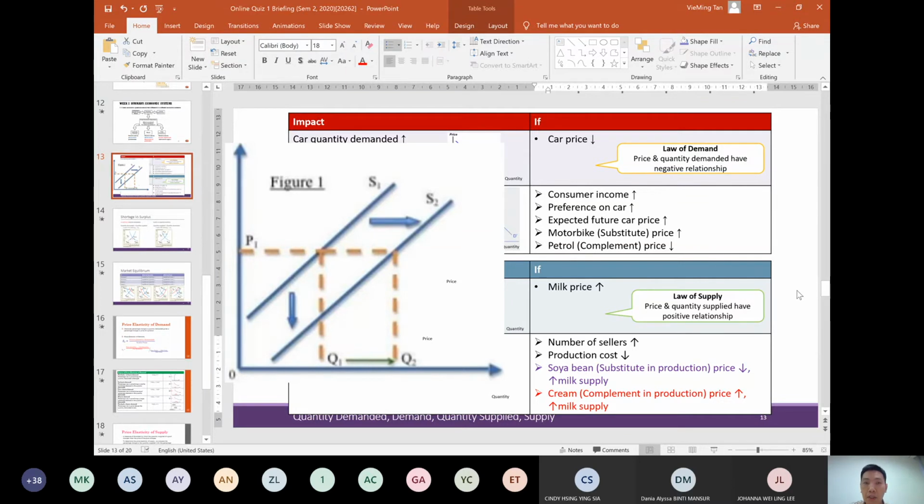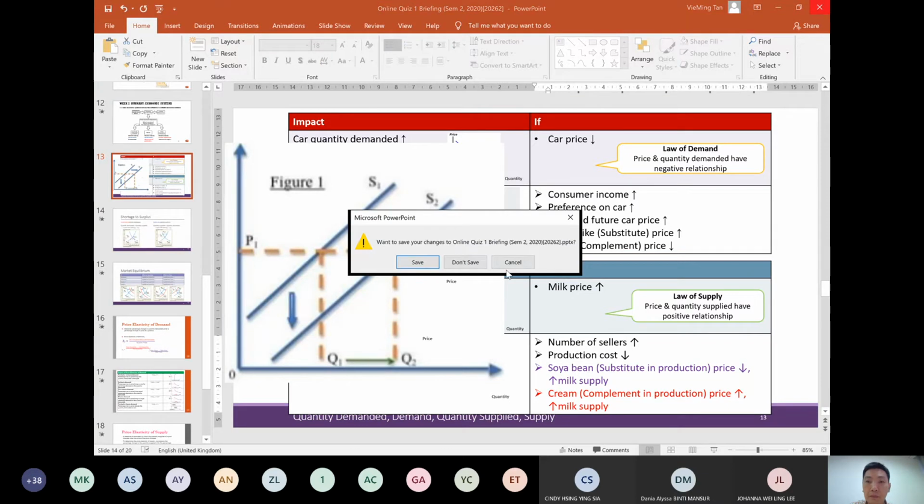So far so good? Okay, next we'll move on to the third part of chapter 3, which is market equilibrium.